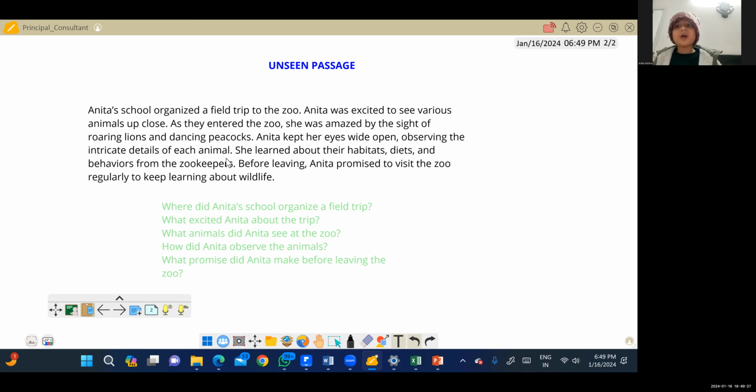She learned about their habits, diets, it's not habits, it's habitats. Habitats. Sorry, sir. She learned about their habitats, diets, and behaviors from the zookeeper. Before leaving, Anita promised to visit the zoo regularly to keep learning about wildlife.